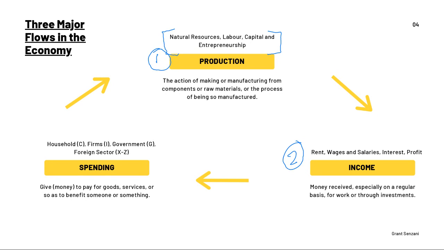Absolutely, guys, absolutely. And we find that the answer to that obviously is right over here. Rent, wages, salaries, interest, and profit. And money received typically from work or through investments.